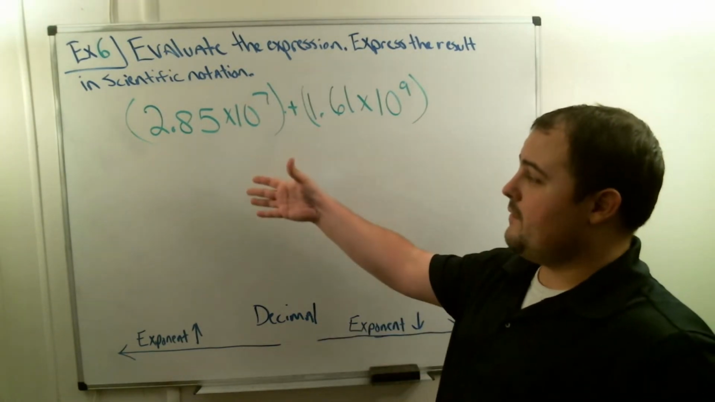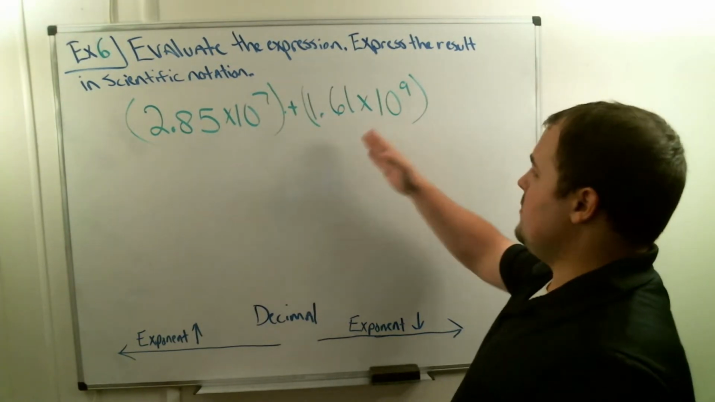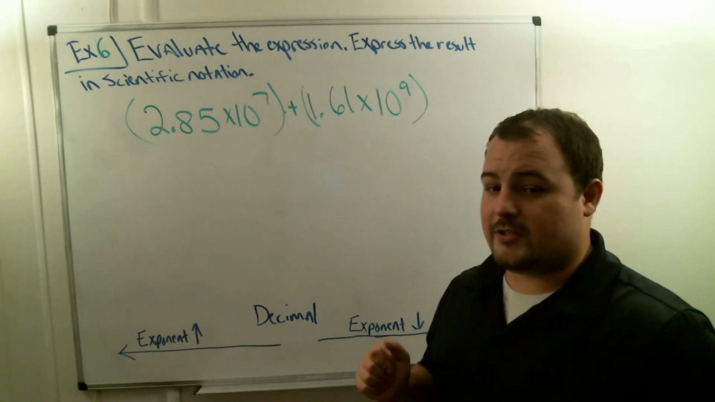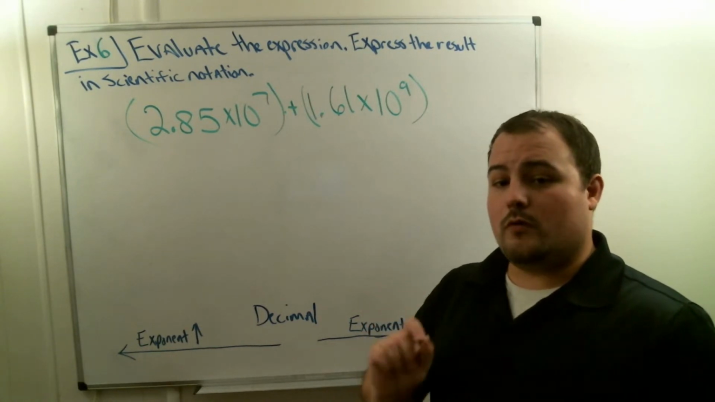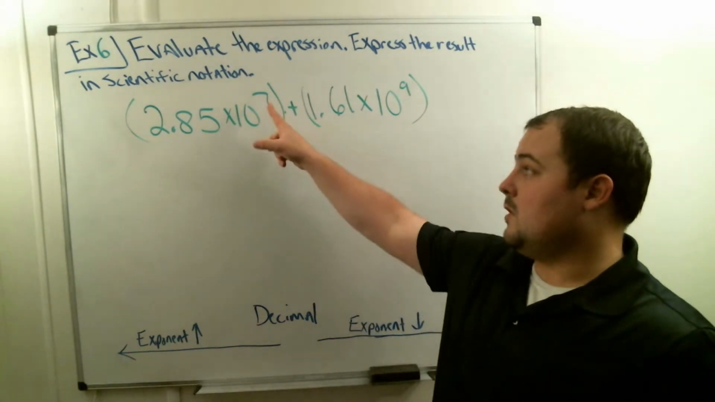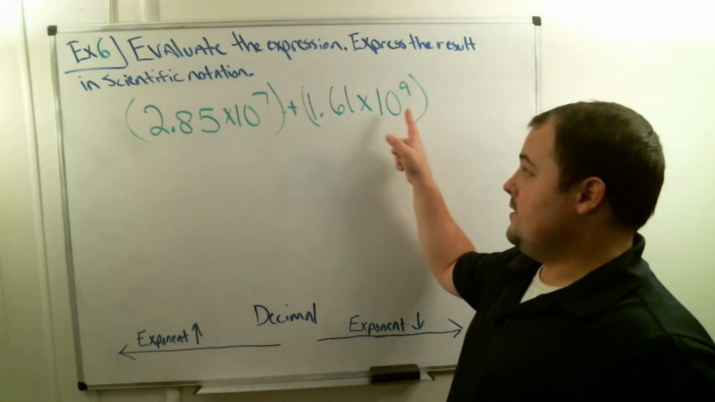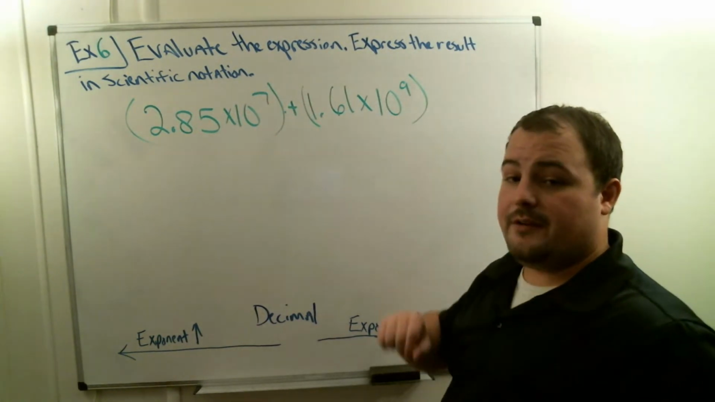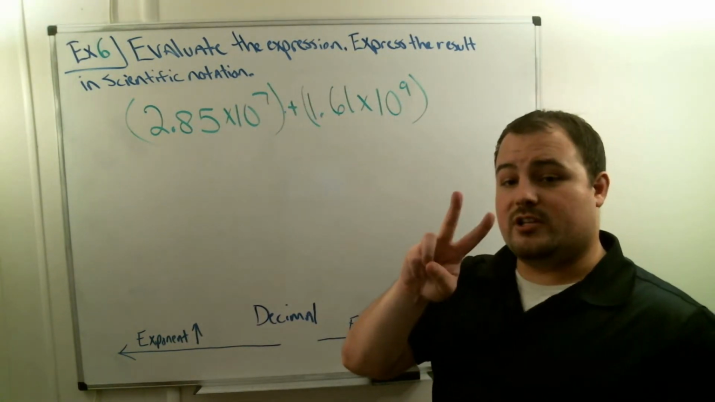So we have 2.85 times 10 to the 7th power plus 1.61 times 10 to the 9th power. Again, notice the exponents aren't the same. Our job is to move the decimal to make those exponents the same. I like to move the smaller exponent up to the bigger one. So I need to figure out how many times I would move 7 to get up to 9. Well, I'm going to move the decimal 2 times.